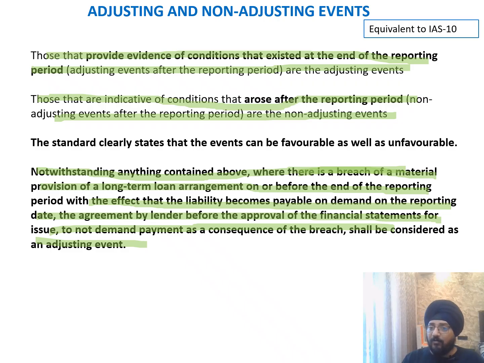But if that clause is not mentioned in the loan agreement, wherein it says that any particular breach would lead to the liability becoming payable on demand, then there is no need for a classification change either. It will still be shown as a long-term liability in my books of accounts on the closing day of my reporting period. So there would be no change. It would only arise when there was a specific breach, and that breach demands, as per the loan agreement, that the liability becomes payable on demand.